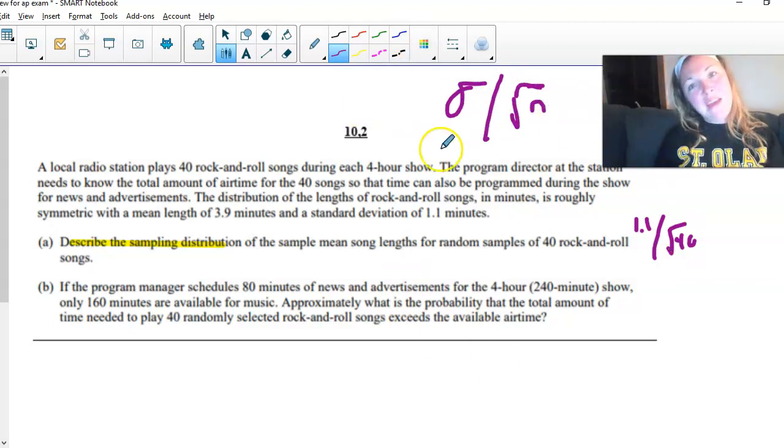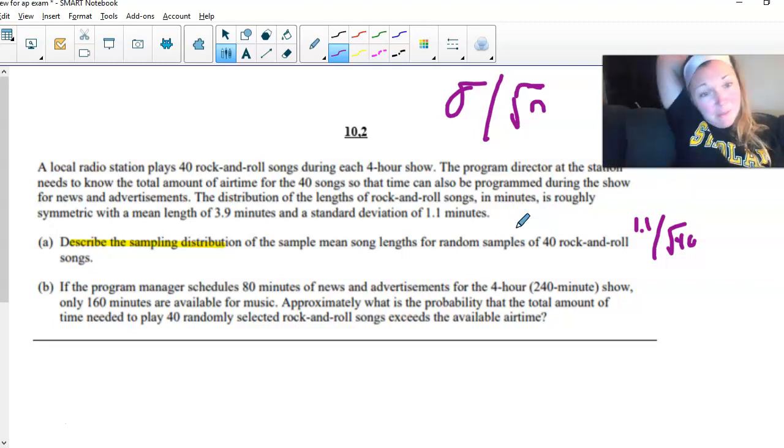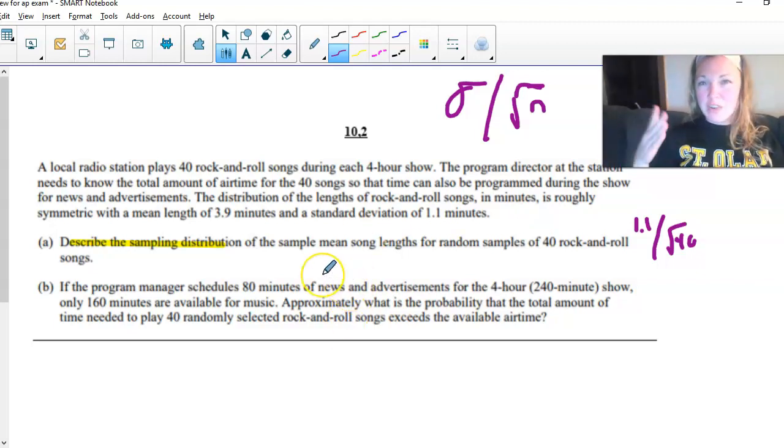And this is a Unit 5 type question where we weren't getting into the significance tests yet, but we were just concluding based off probability, okay? So we were taking the information, finding a z-score or whatever, and describing that sampling distribution versus mean versus proportion. So let's keep going.